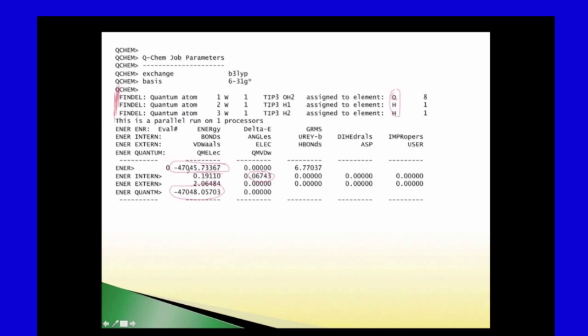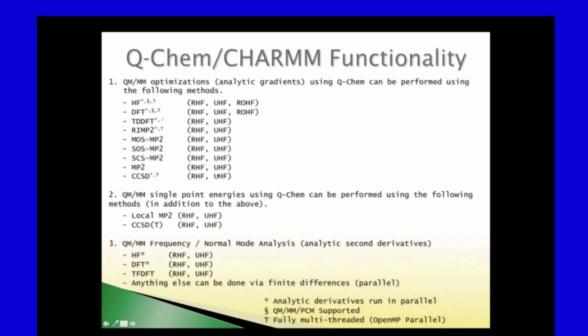So you get your angle energy from the classical part of CHARMM, you get your bond energy and your van der Waals energy from CHARMM, and then this is the root mean squared gradient. So this tells you how optimized this thing is, right? One of the things you'll notice here is that that number is gigantic compared to what you typically see in Q-Chem output files. Well, this is in kcals per mole, not in atomic units. So you have to keep that in mind, obviously.